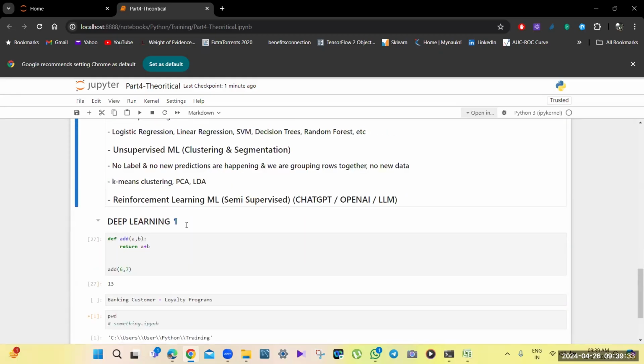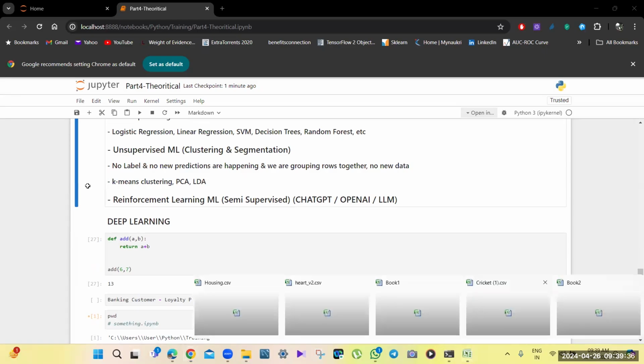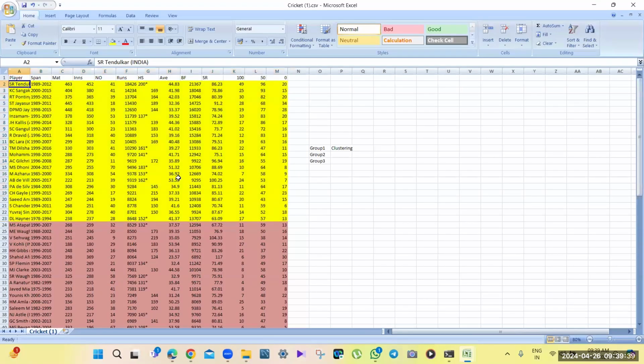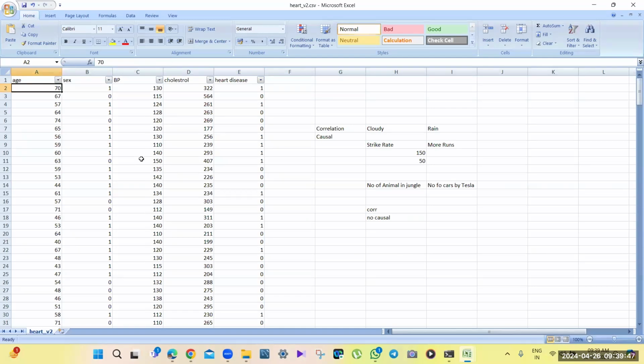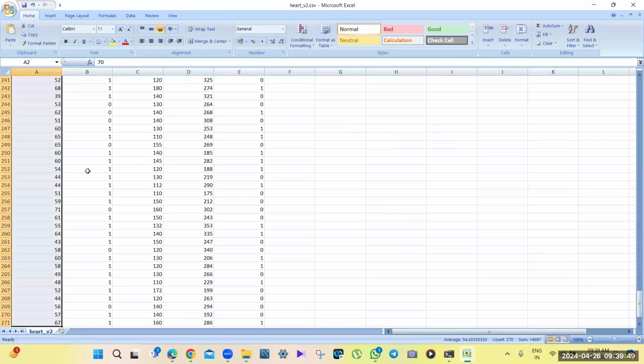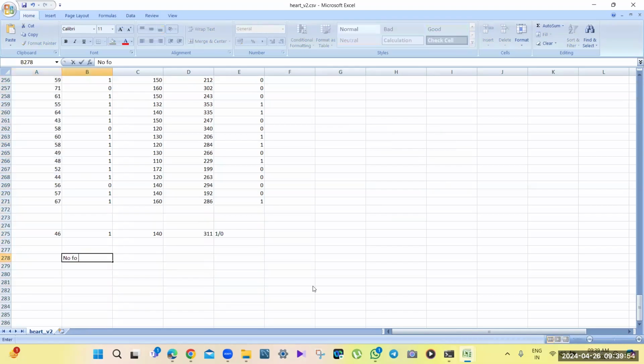Just imagine, this is a clustering problem that we were doing. Or let's say this is, where is that heart one? Yeah. This is a heart disease prediction problem that we were trying to solve. How many rows we had? We had 270 rows. So number of rows 270, right?